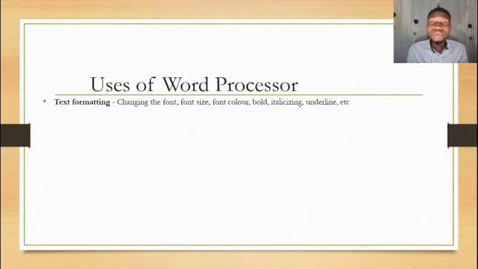The word processor is used to do all of this, to change the fonts, to change the font size, change the font color, to make a font bold, to italicize the fonts, to underline the font. And when we talk about fonts, they are referring to the characters, that's the alphabets, the numbers, and the punctuation marks. So those are the fonts.